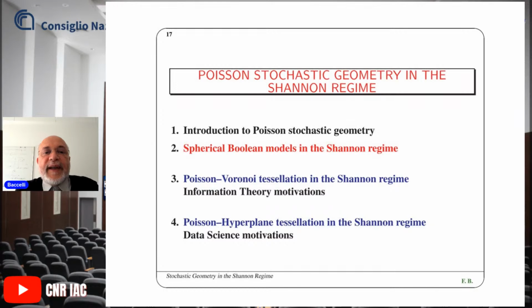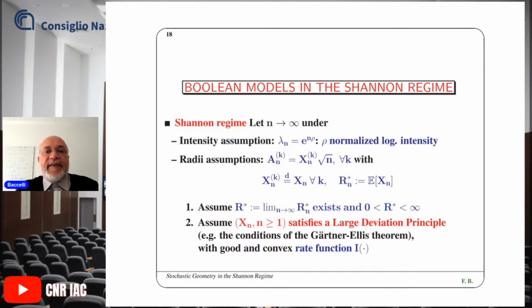The spherical Boolean model in the Shannon regime, right? So we define things in terms of what the Boolean model is. We let the dimension n of the Euclidean space tend to infinity and pick an intensity, and this is the Shannon regime, with intensities which are exponential in n. Rho is called the normalized logarithmic intensity, and the radii will be of order square root of n. That's what you need, as you realize very quickly, to find interesting objects, and it will be the same in information theory.